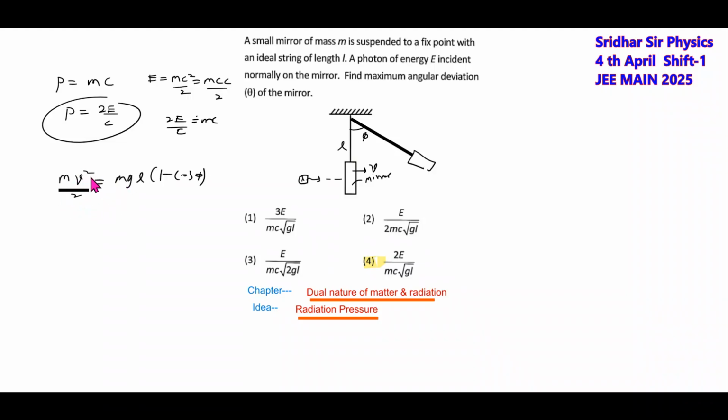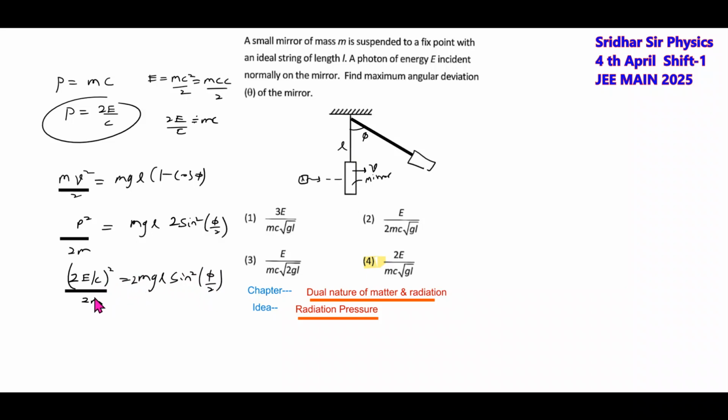What is the kinetic energy? The kinetic energy should be equal to momentum p square by 2m. So mgl 1 minus cos phi. 1 minus cos phi we can write as 2 sine square phi by 2. Momentum we can write as 2E by C. So (2E by C) whole square by 2m equal to mgl sine square phi by 2.